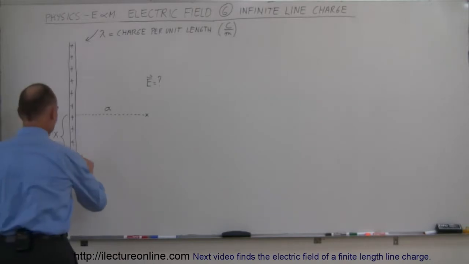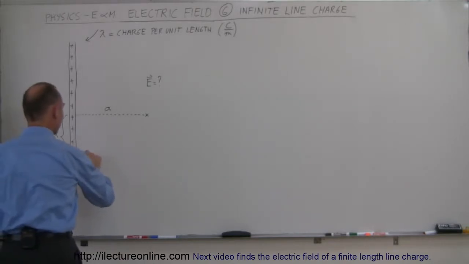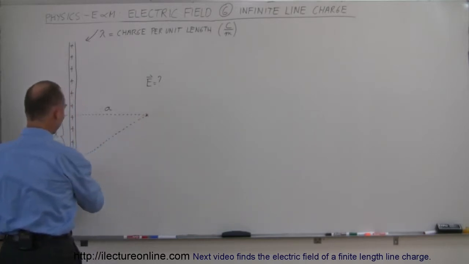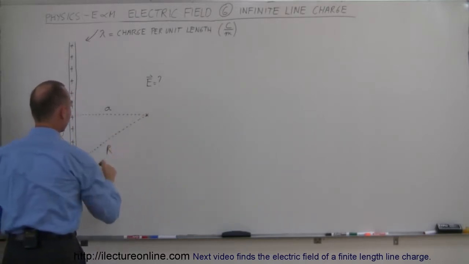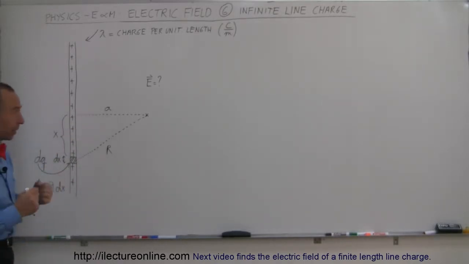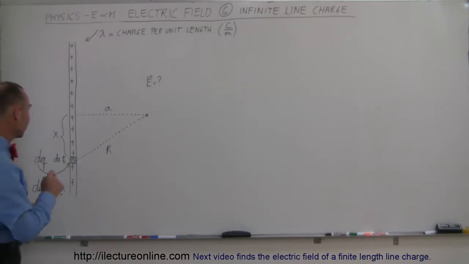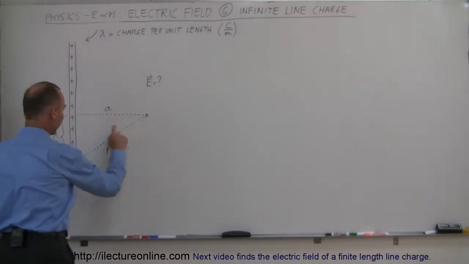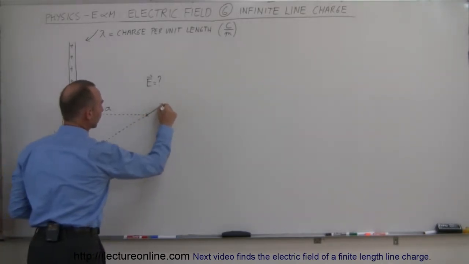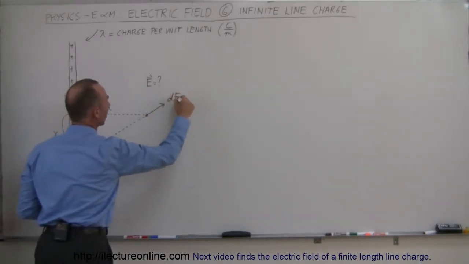Now let's draw a line from that little segment to the point of interest. And we can say that that distance from there to there, let's call that r. And of course, r is going to be related to x and a using the Pythagorean theorem. We'll get there in just a moment. So now we can say that the electric field we experience at this location due to this small little segment right there is going to be a small amount, dE.